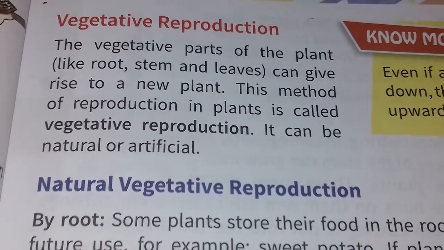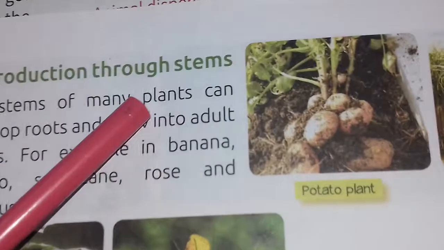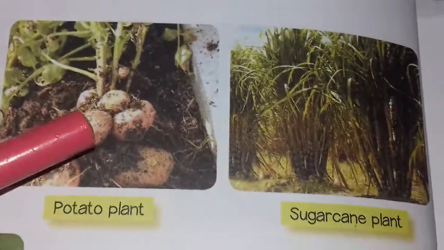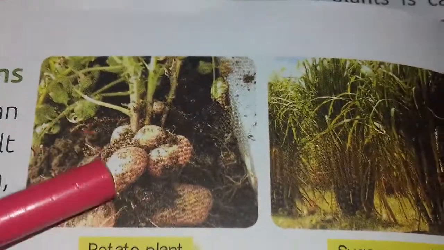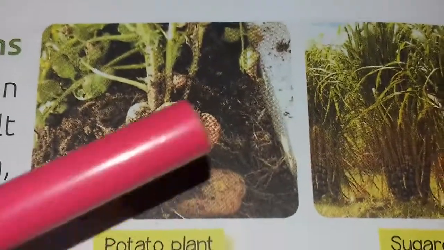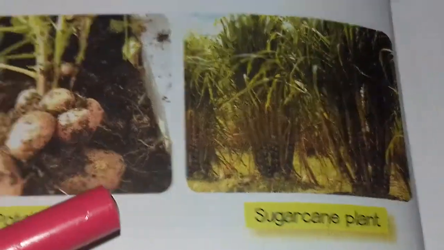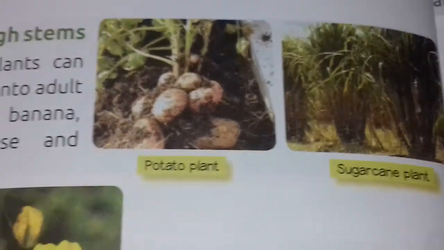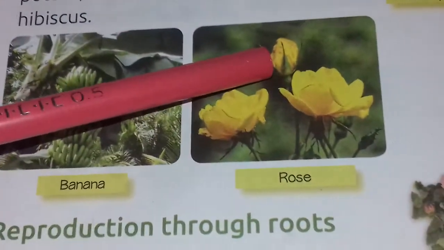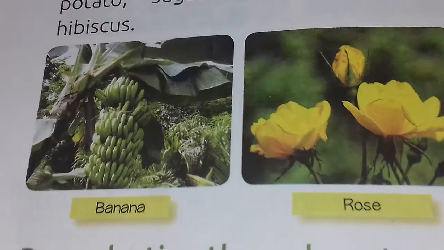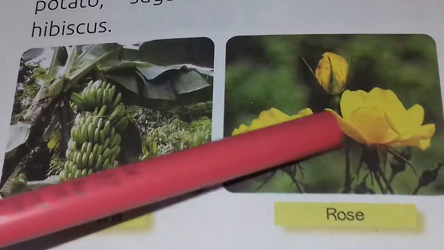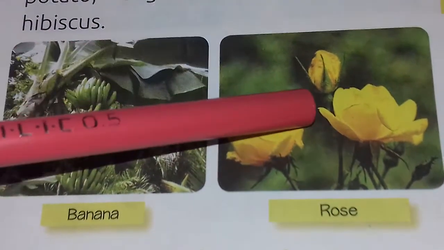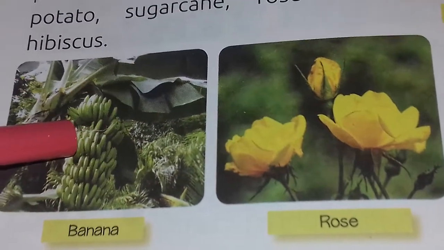These plant parts, like I am showing you, reproduction through stems. The stems of many plants can develop into roots and grow into adult plants. For example, banana, potato, sugarcane, rose, etc. You can see potato plant and sugarcane plant. This is banana and rose. Stems of many plants can develop roots and grow into adult plants. These four are the examples of such reproduction.